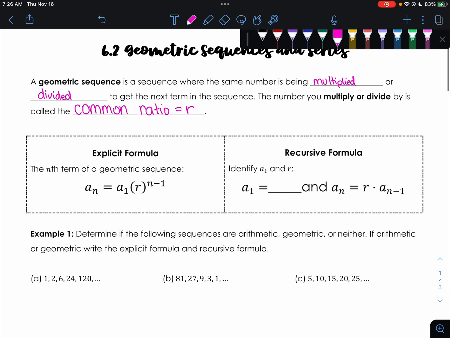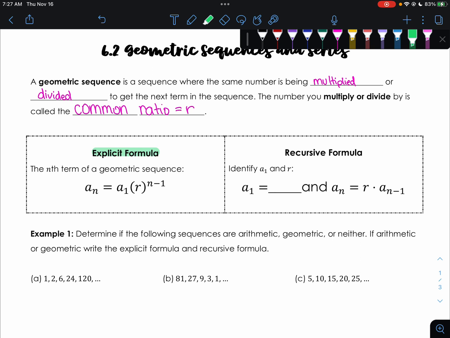Just like arithmetic sequences, a geometric sequence has an explicit formula and a recursive formula. The explicit formula uses the first term and the common ratio: a sub 1 times r to the n minus 1 power. So it does model exponential growth, or just an exponential function equation.